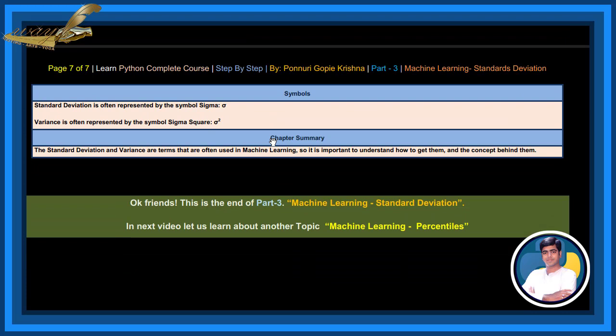Symbols. Standard deviation is often represented by the symbol sigma. Variance is often represented by the symbol sigma squared. Chapter summary: the standard deviation and the variance are terms that are often used in machine learning. So it is important to understand how to get them and the concept behind them.